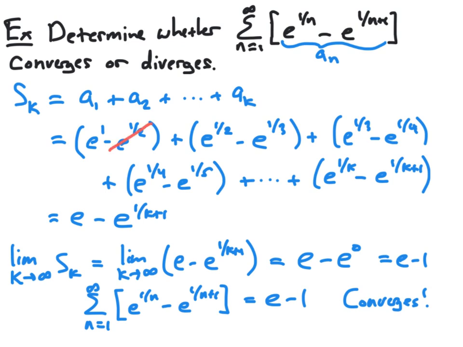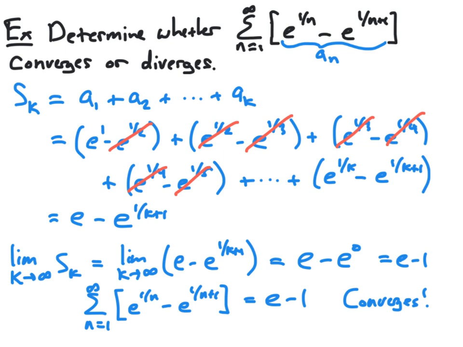We have a negative e to the 1/2 and a positive e to the 1/2, so those will collapse on each other. We also have a negative e to the 1/3 and a positive e to the 1/3. We have a negative e to the 1/4 and a positive e to the 1/4. And at this point, we can see the pattern that's happening. This negative e to the 1/5 will cancel with the positive e to the 1/5 in the next term that's not shown.